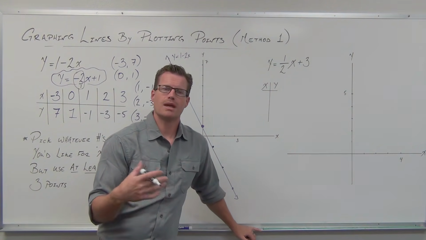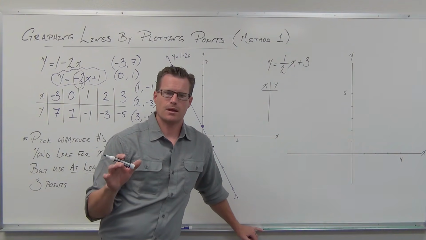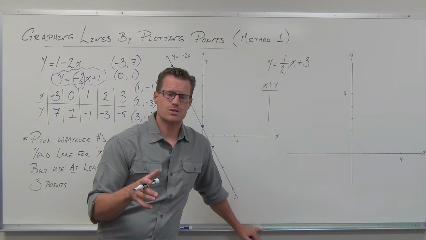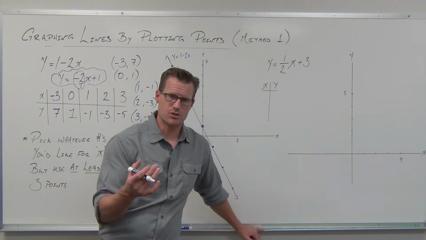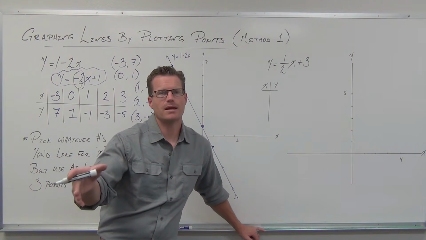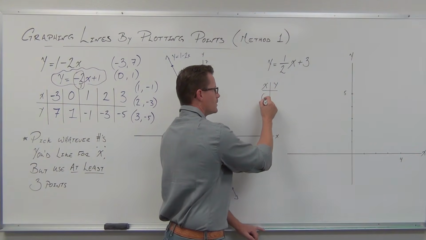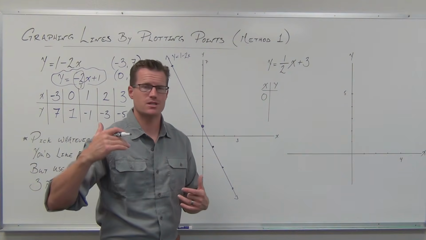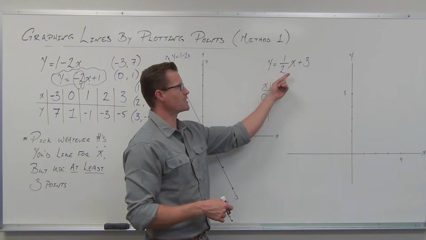I also like to give you another hint. I told you that you can pick any numbers that you want, but a lot of times you shouldn't pick any numbers that you want. There's a few numbers that are going to be better for this particular example because we have fractions. The first number that I'd like you to pick all the time is just 0. Pick 0. It's such a nice number to plug in. It's easy. It gives you your y-intercept no matter what. That's fantastic.